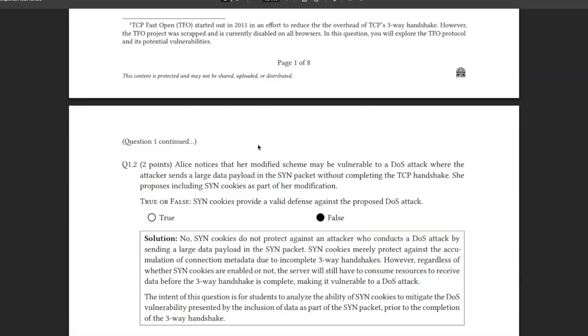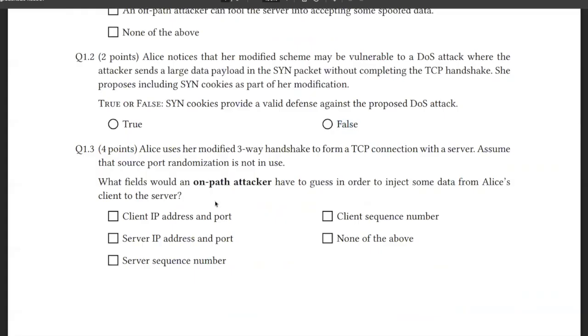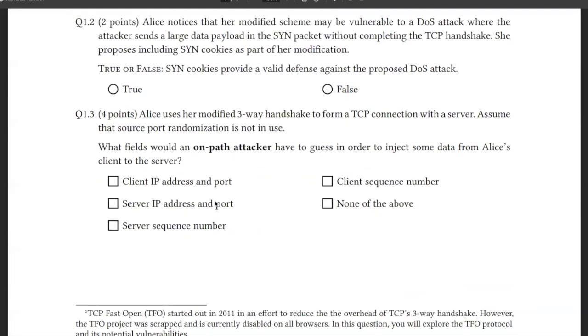Okay, maybe now we can go here. So now Alice uses her modified three-way handshake to form a TCP connection with the server. Assume that source port randomization is not in use. What fields would an on-path attacker have to guess in order to inject some data from Alice's client to the server?